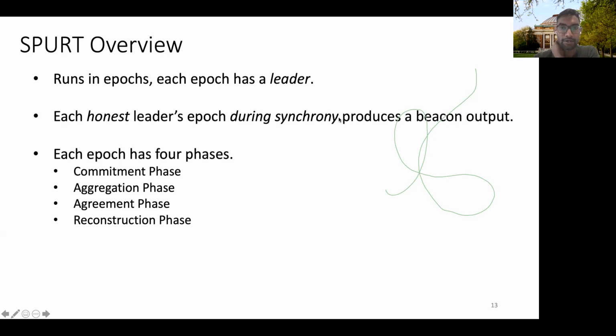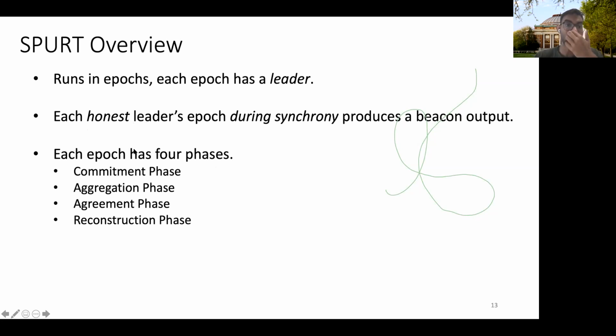Why do we specify synchrony? Recall partial synchrony is a network model where the network is sometimes synchronous and sometimes asynchronous, and may have arbitrary delays. When the network is asynchronous, the adversary may deliberately delay all messages and you may never produce an output, as in an SMR protocol. But if you use a fully asynchronous protocol, you can still guarantee lots of good things, even during periods of asynchrony, like eventual guarantees. But what we say is that each honest leader during synchrony will produce a beacon output.